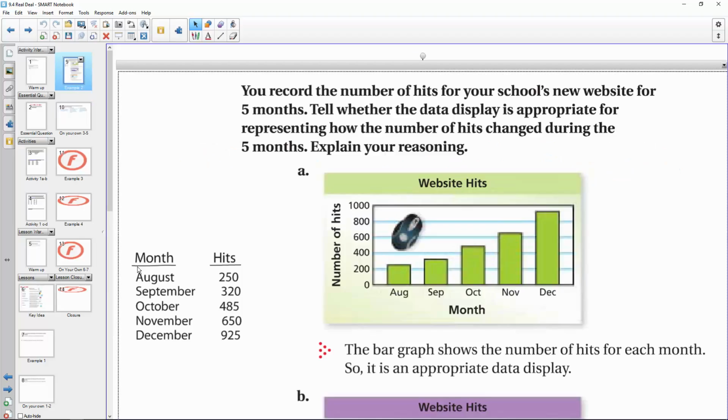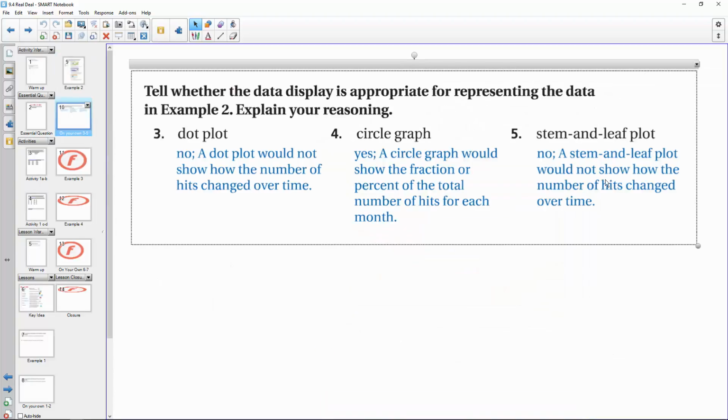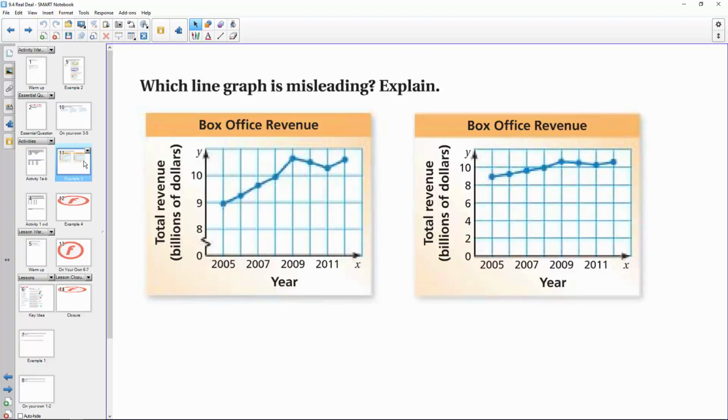A circle graph could kind of work for each month. I could say like divide it by August, September, and I would have bigger percentages, right? And then for a stem and leaf, it doesn't really matter because I don't want them in order. I want to know which month I had the most clicks.